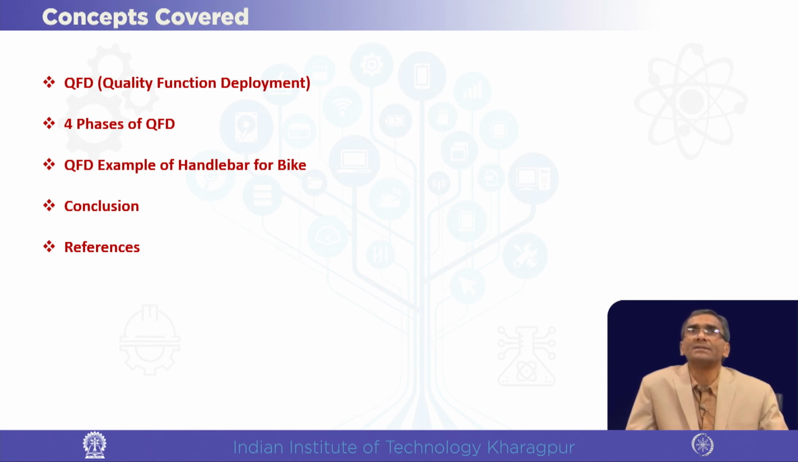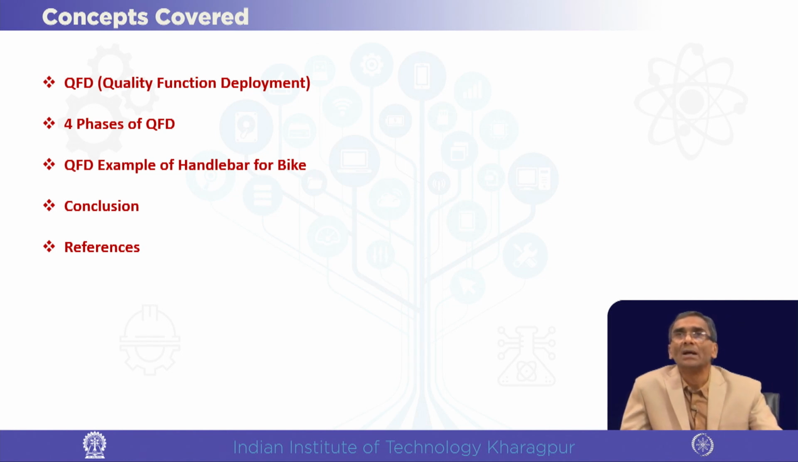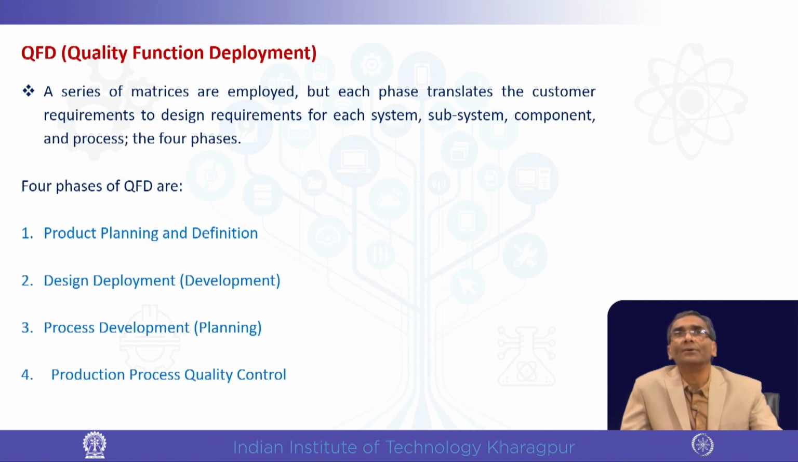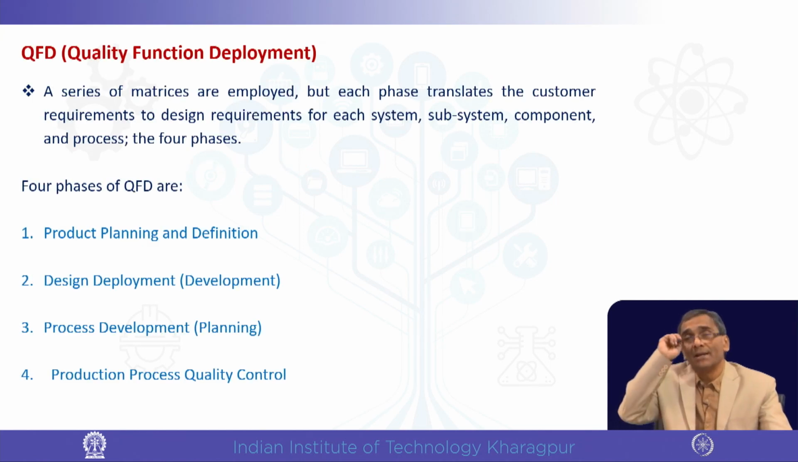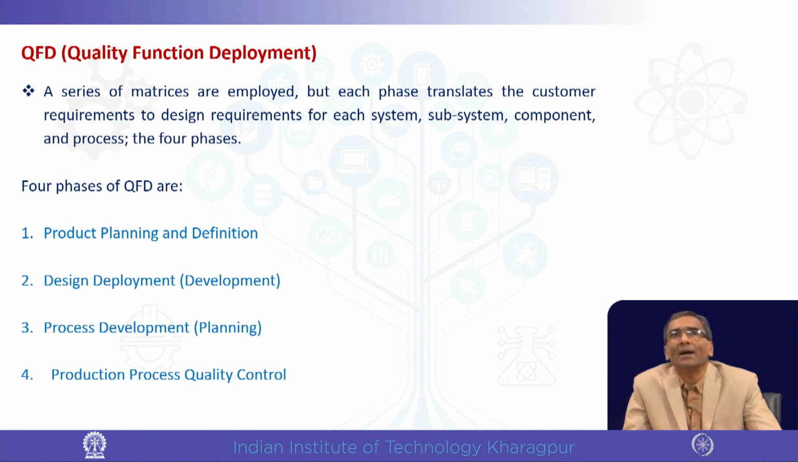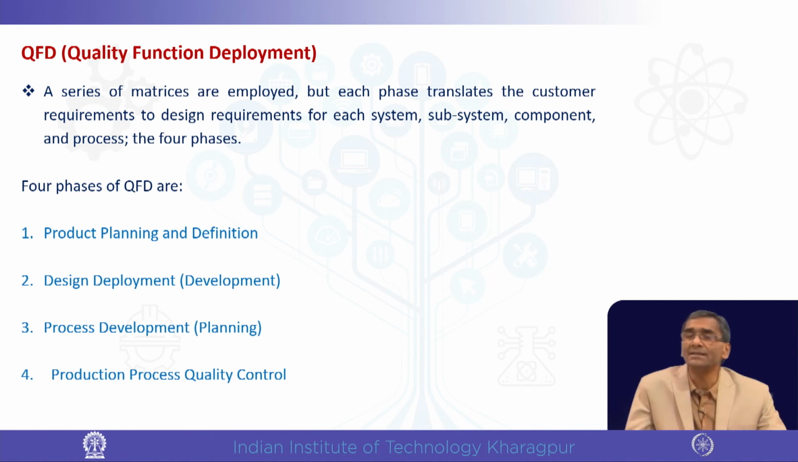And as I said, we will discuss with an example, and that is a handlebar of a bike. Then we will go to the conclusion and reference sections. Having said that, just for a recap, these 4 phases are a series of matrices. As you had seen earlier, it is basically a matrix, and there are 4 such matrices. Each will have its configurations, which we will discuss now.